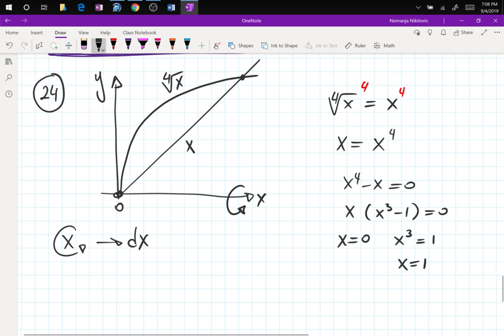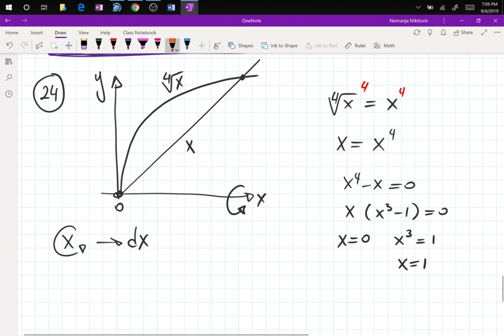Cube root does not have plus and minus. Square root, so only even roots give you plus and minus. Odd roots do not give you plus and minus. And as you can see on the picture, they only intersect at 0 and 1. So now, those are your A and B.